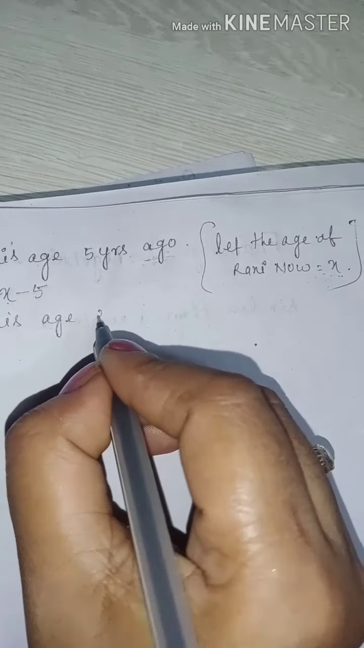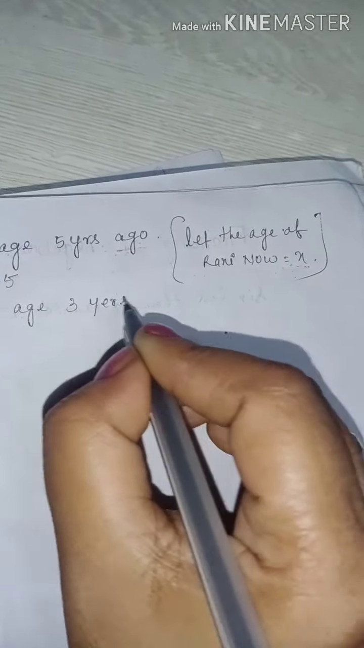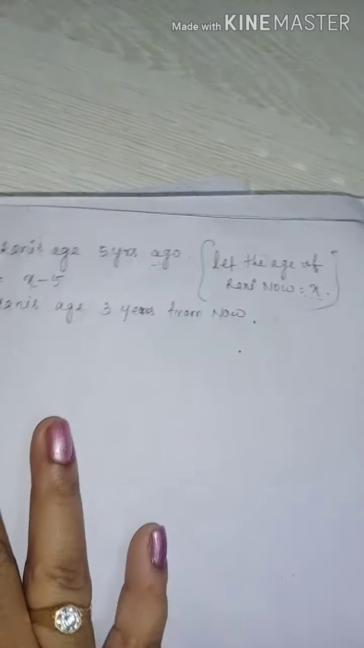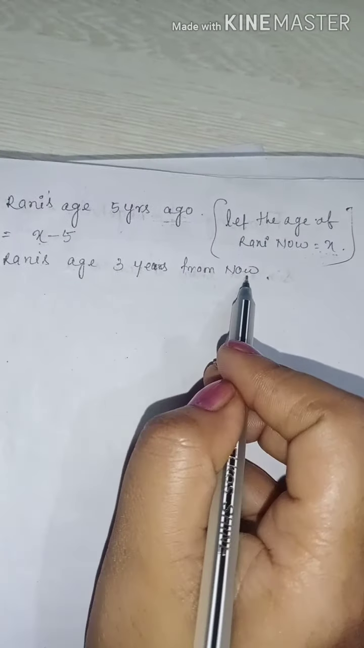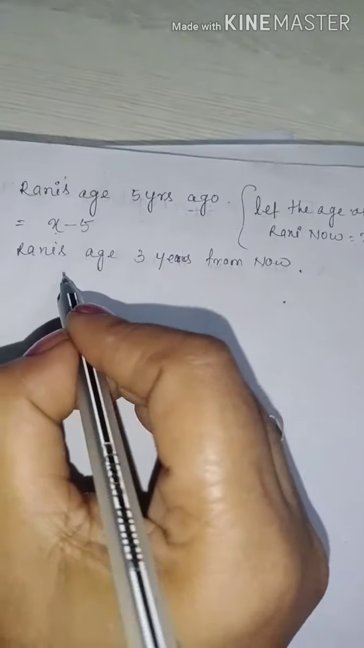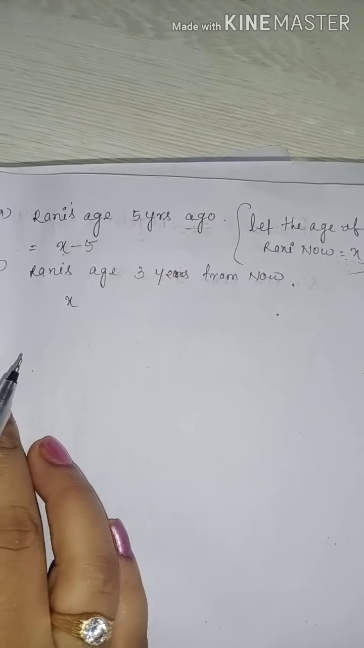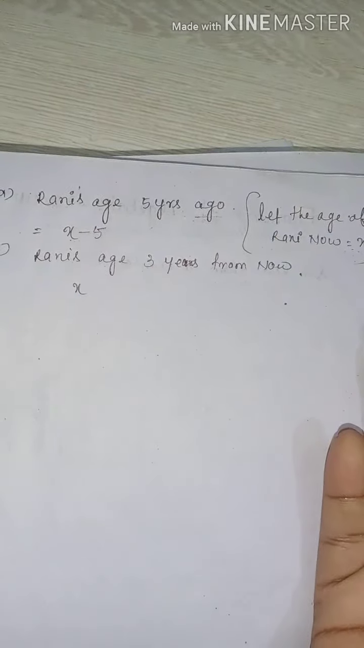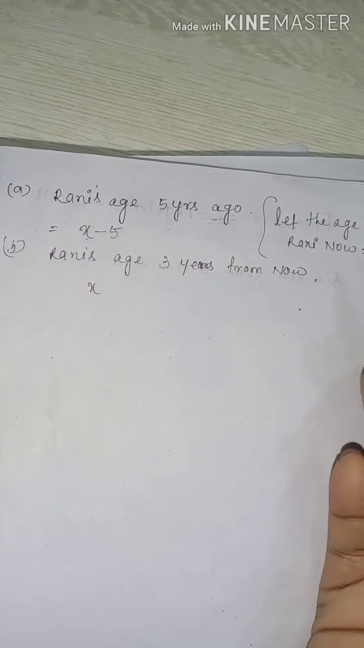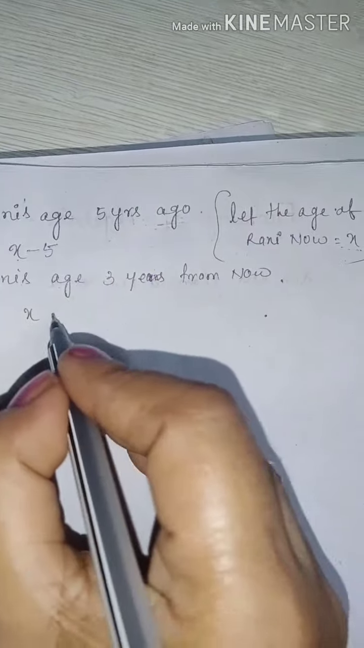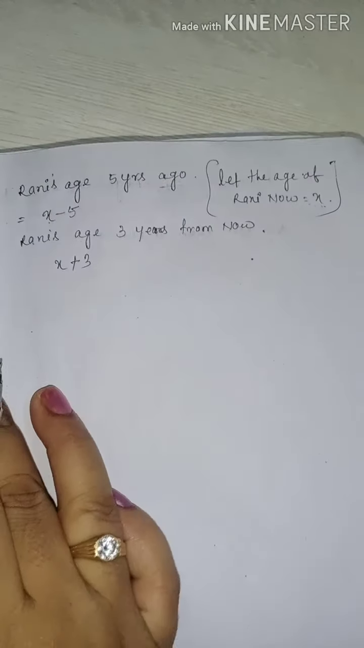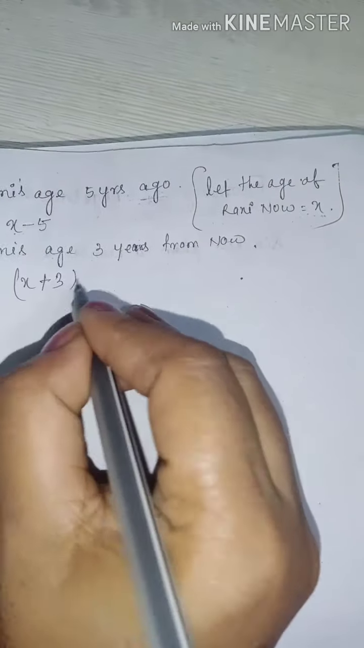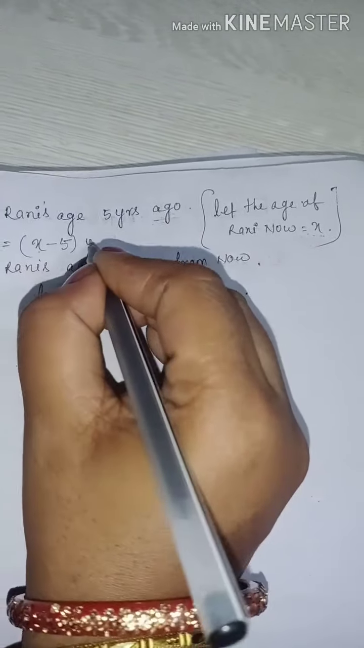Bit number B, Rani's age 3 years from now. What does that mean? Now her age is x, so we have to write x. But 3 years from now means from today, after 3 years, what is her age? So her age is x plus 3. After 3 years, she should be x plus 3 years old. So you have to write years here also.